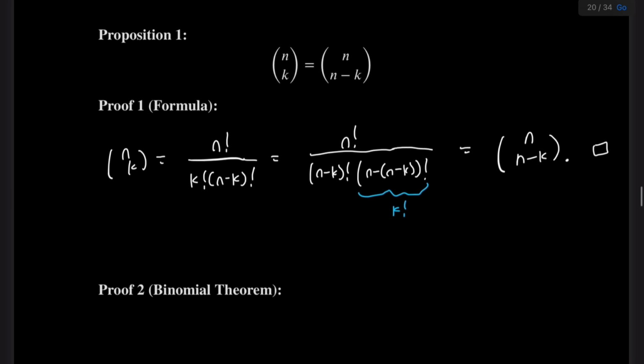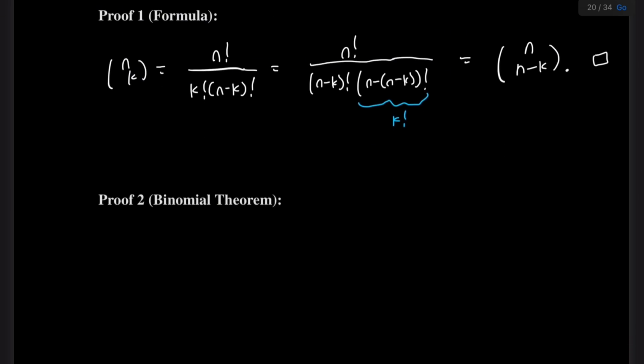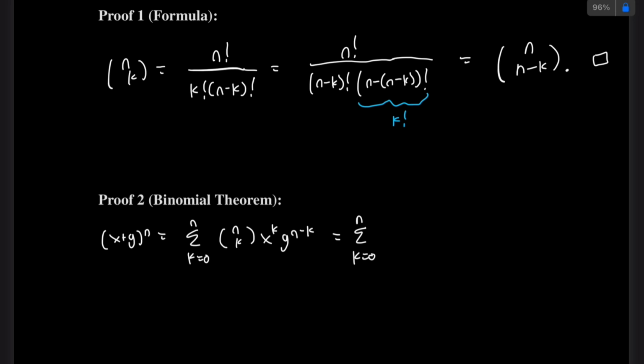But that's not the only way to see this. What about using the binomial theorem? Well, again, let's just write it out, right? We have that x plus y to the n equals the sum from k equals 0 to n of n choose k, x to the k, y to the n minus k, right? Okay. But keep in mind, as k goes from 0 to n, so does n minus k. So this is really the same as the sum from k equals 0 to n of n choose n minus k times x to the n minus k, y to the k.